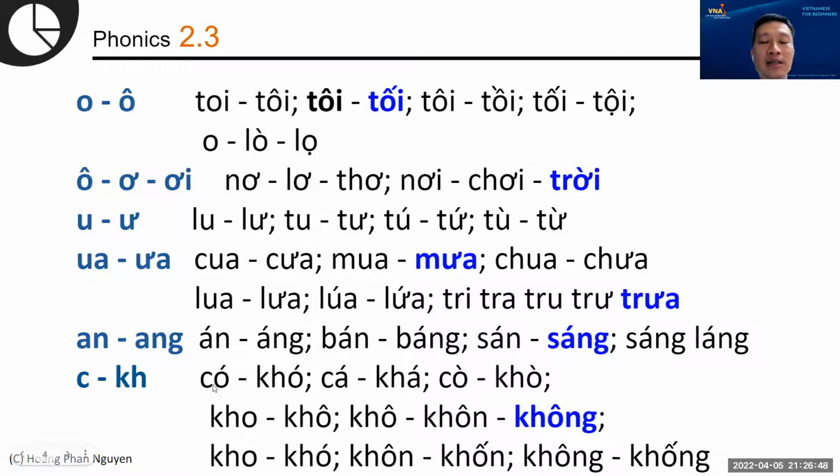Let's go straight to the word có, khó. Quite good. So let me explain. This sound kh is a sound you make when you snore, when you sleep and you snore. That is the sound. So khó, khá, khò, không. That's it. Very good. Let's try this one. Khôn.